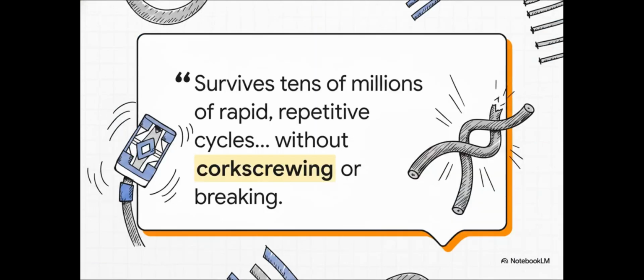To kind of sum up this whole engineering philosophy, just consider this quote. Because of that tight lay length and pressure extruded jacket, this structural integrity allows the cable to survive tens of millions of rapid, repetitive cycles without corkscrewing or breaking. Ultimately, it's that rigid, locked-in structural integrity on the inside that guarantees survival on the outside.